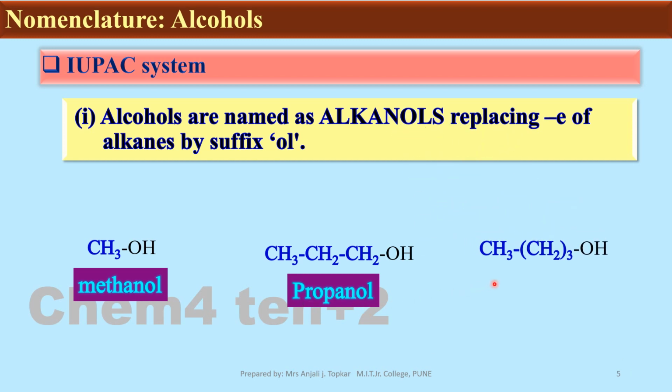Let's have one more example. CH3, CH2 3 times, OH. In this compound, it contains 4 carbon atoms. So it is the derivative of butane. And OH group is also present. Name of the compound is n-butanol. E of butane is removed and replaced by the suffix OL.